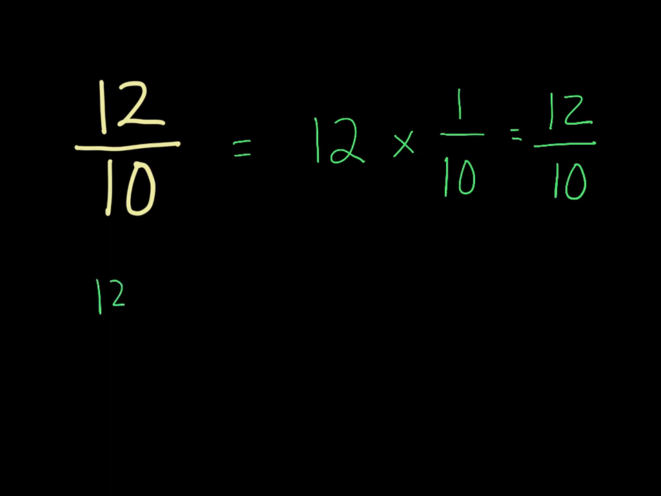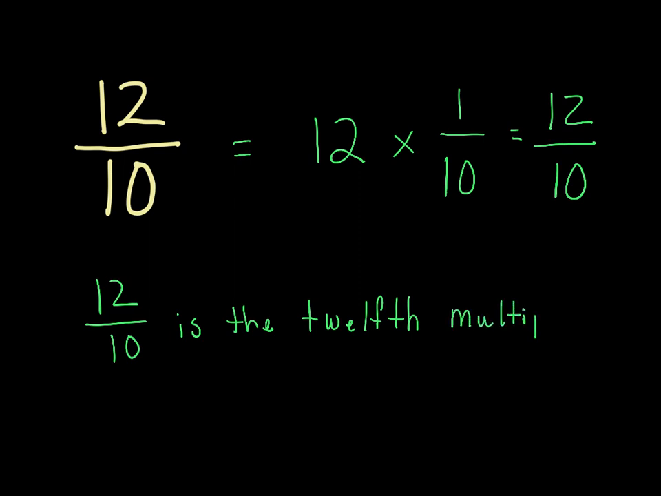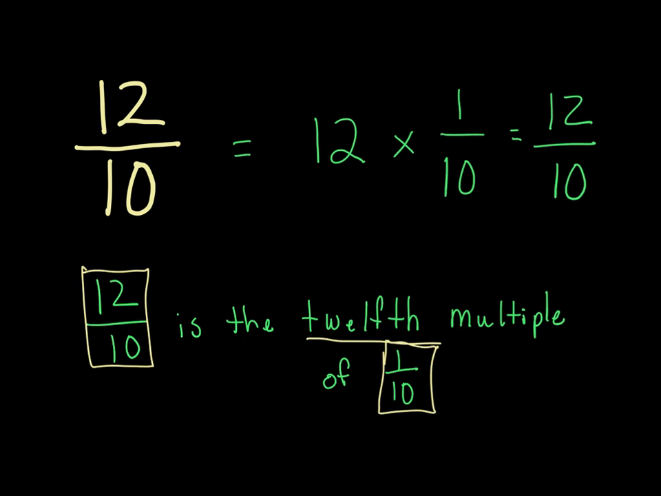So how I would write this out is 12/10 is the 10th, not 10th, 12th multiple of 1/10. 12/10 is the 12th multiple of the unit fraction of 1/10.